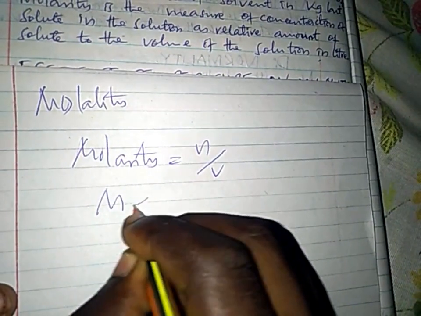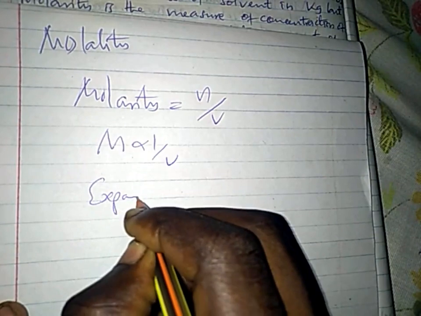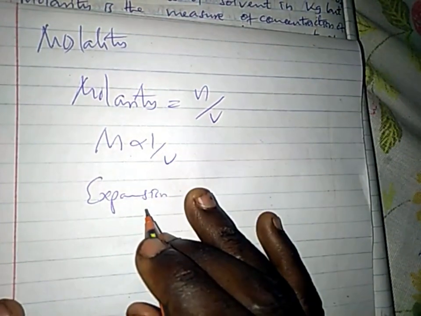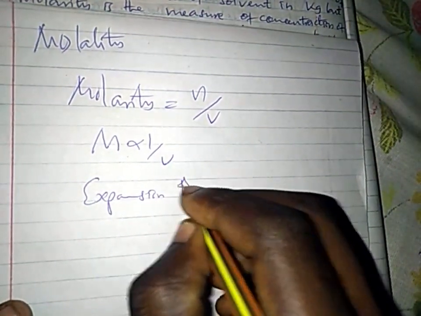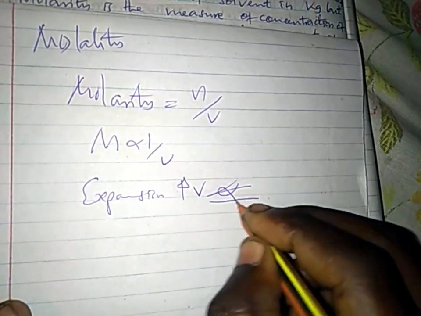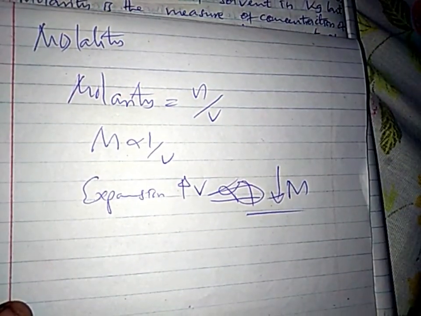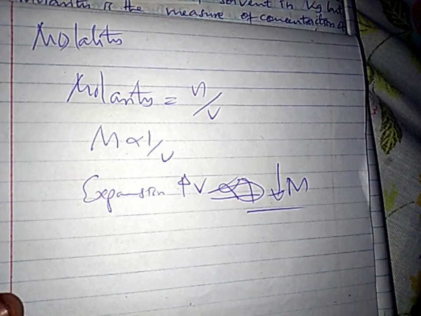Now molarity M is in inverse proportion to volume. Expansion due to increase in temperature will increase volume. Thus, this will lead to a decrease in molarity. You see, an increase in temperature will decrease molarity, and a decrease in temperature will increase molarity.